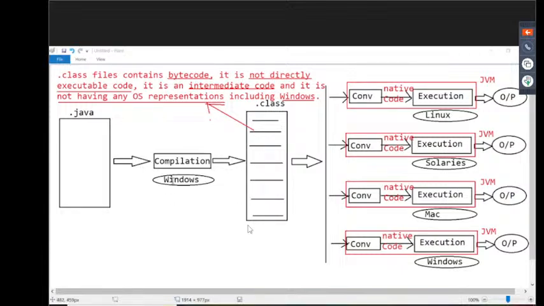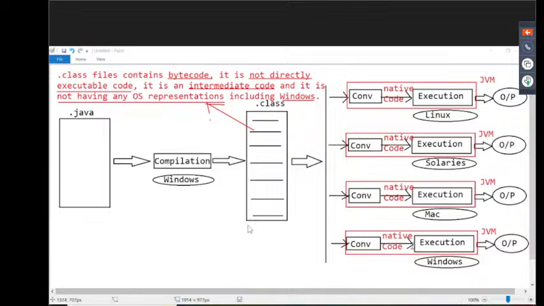But in the case of C and C++, if we provide the same operating system, it will be directly executed. But in the case of Java, even if we provide the same operating system for compilation and execution, we still require converters internally to convert the bytecode from neutral representation to the local operating system representation. Finally, I'm giving a conclusion. Java is a platform independent programming language because of JVMs only. Am I right? Java is a platform independent programming language because of what there? JVMs only. Am I right or not?